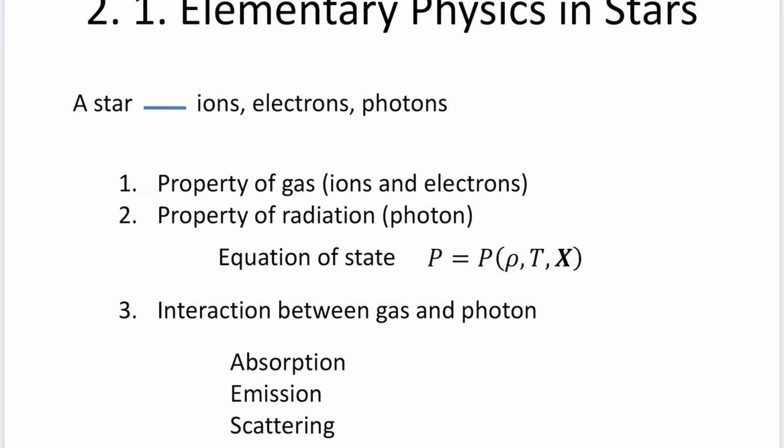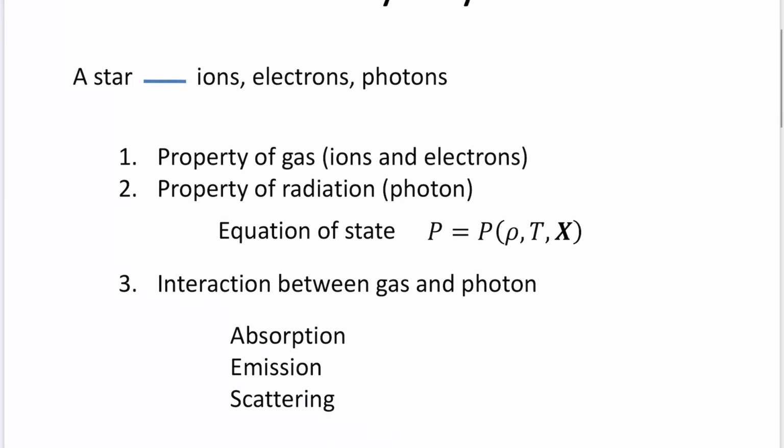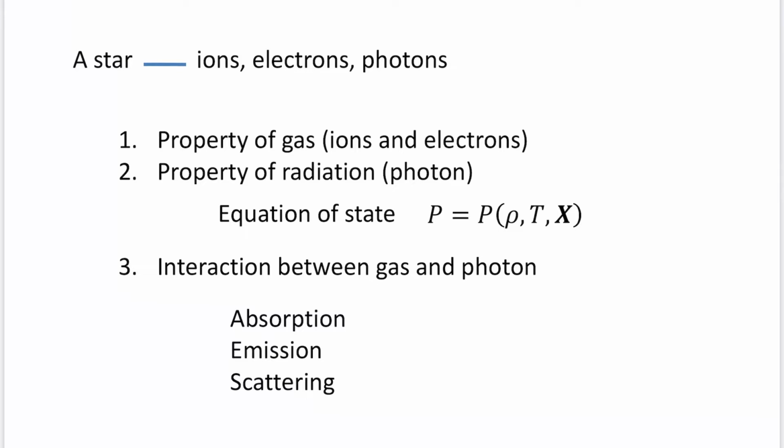By understanding the properties of gas and radiation, we could write down the equation of state. The pressure of a star is a function of the density rho, the temperature T, and the mass fraction X. So we understand the properties of the gas and of the photons, but these two elements interact with each other, so we also have to be familiar with the interaction between the gas and the photons.